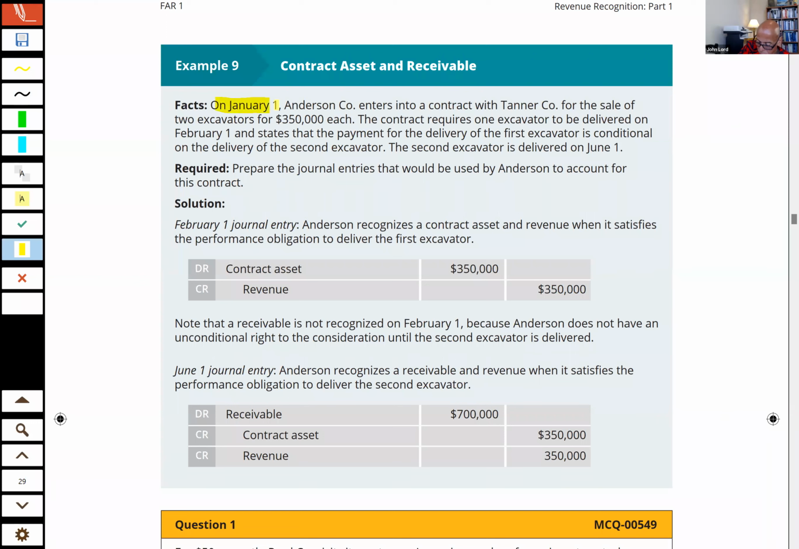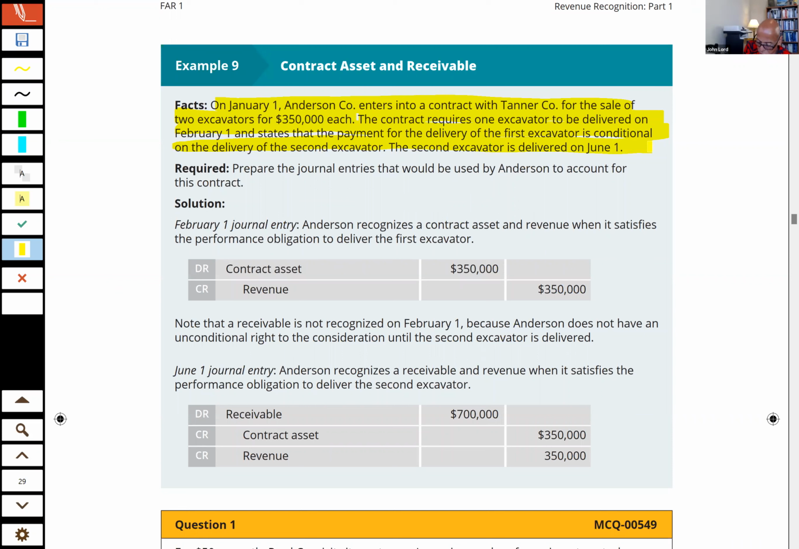Okay, on January 1st, Anderson Company enters into a contract with Tanner for the sale of 2 excavators at $350,000 each. An excavator is a thing that digs a hole in the ground for a construction company, whatever, right? Okay, the contract requires 1 excavator to be delivered on February 1st and states that the payment for the delivery of the first excavator is conditional on the delivery of the second excavator, and the second one comes on June 1st. Okay, so what happens?